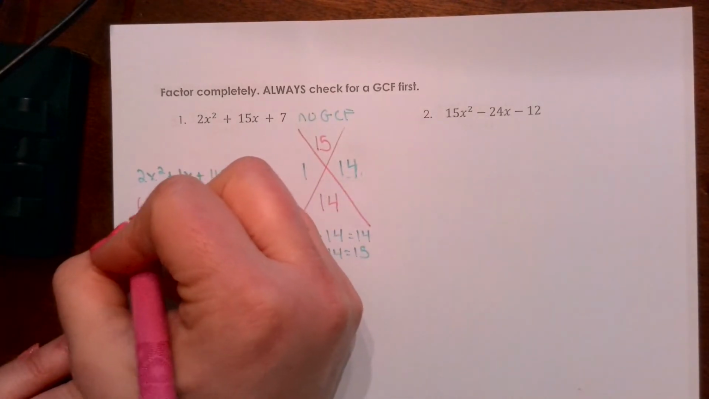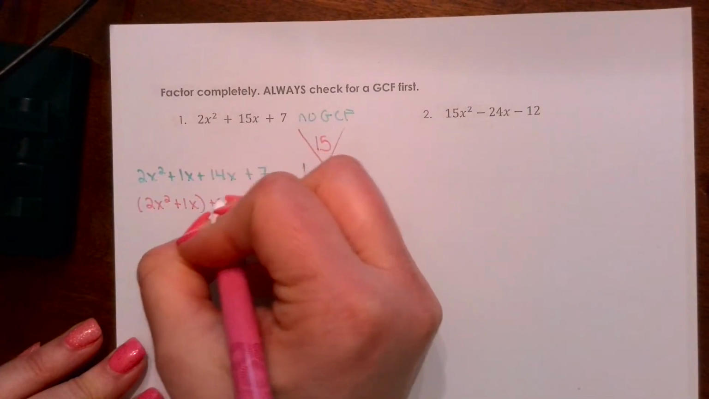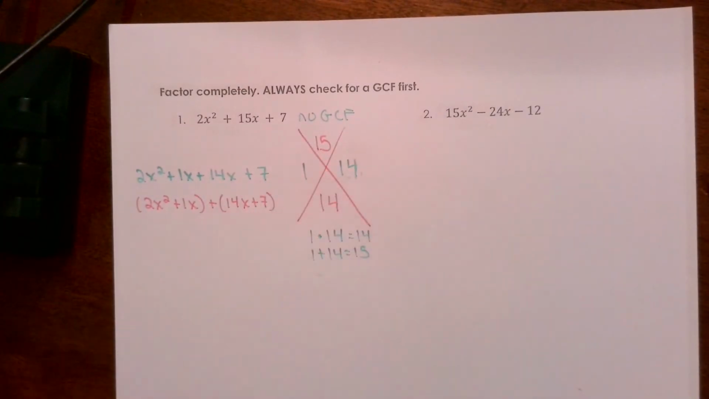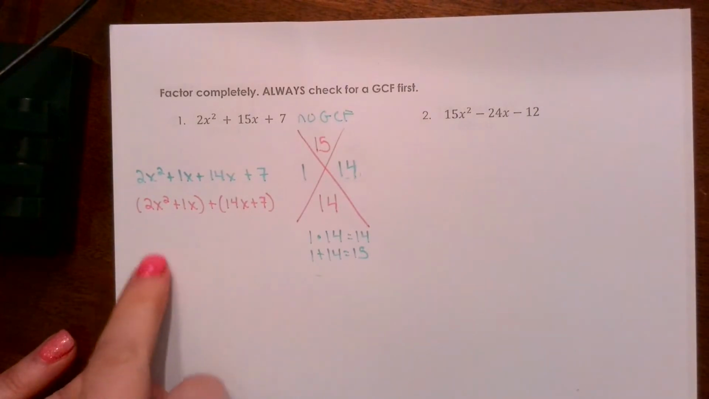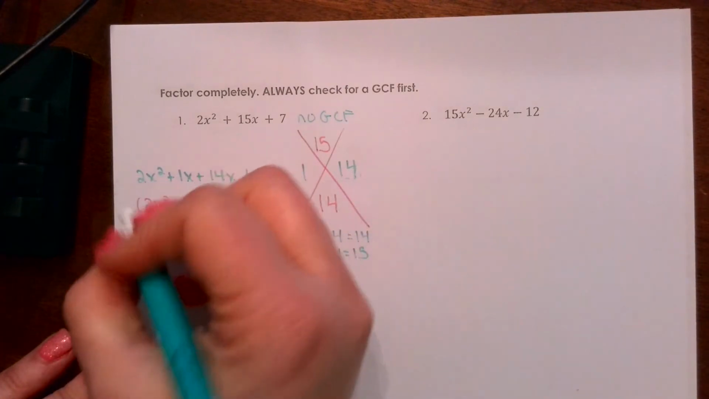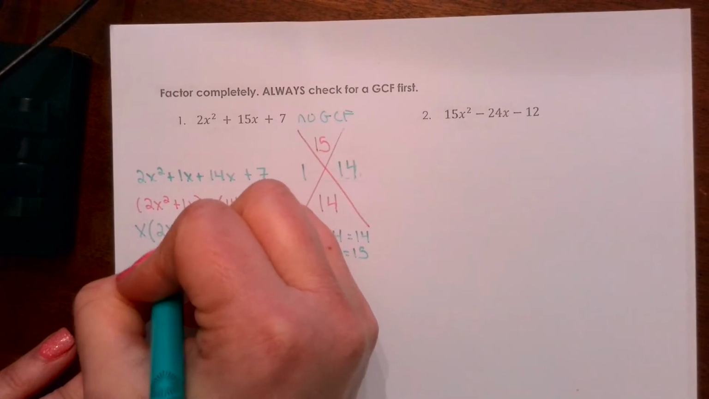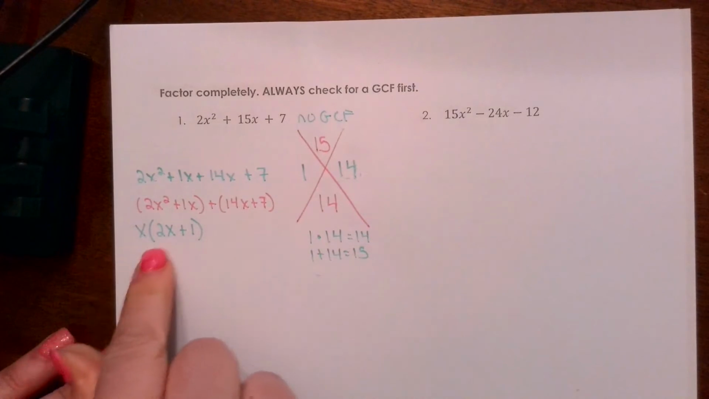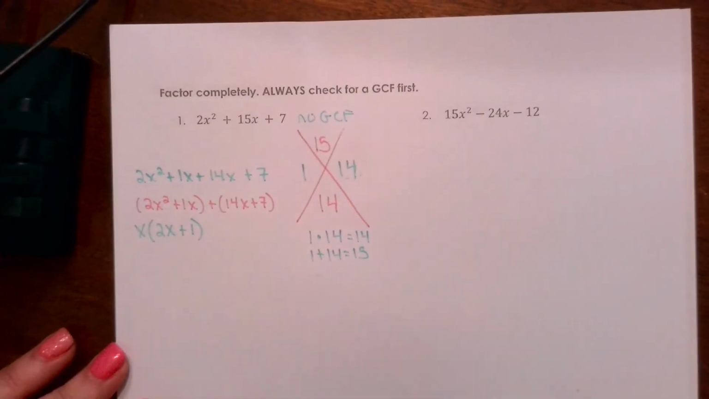So now I'm going to group it. I've got 2x squared plus 1x plus 14x plus 7. Let's take out the greatest common factor of each binomial. It doesn't look like I can take out a coefficient, but I can take out an x. So I'm going to take out an x, and I get 2x. And if I take out an x here, I get plus 1. X times 2x is 2x squared. X times 1 is 1x.